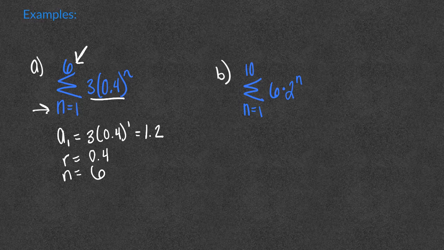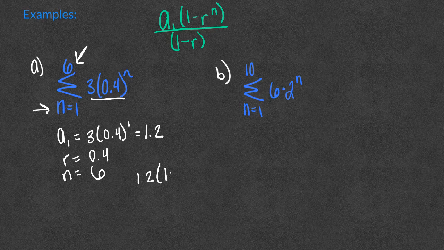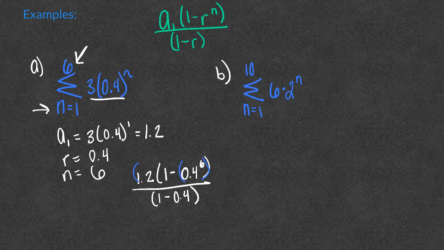Now I'm ready to go ahead and plug it into the formula. So up at the top, I just wanted to remind myself of what that formula looked like so I know where to correctly place my values. So I'm going to go ahead and start with my a sub 1, so that's 1.2 times 1 minus 0.4 raised to the 6th power, and I'm going to divide that by 1 minus 0.4. Now remember that we added those extra set of parentheses, so I'm going to go ahead and do that, so that way when I type it into my calculator, I can type it all in as one line.